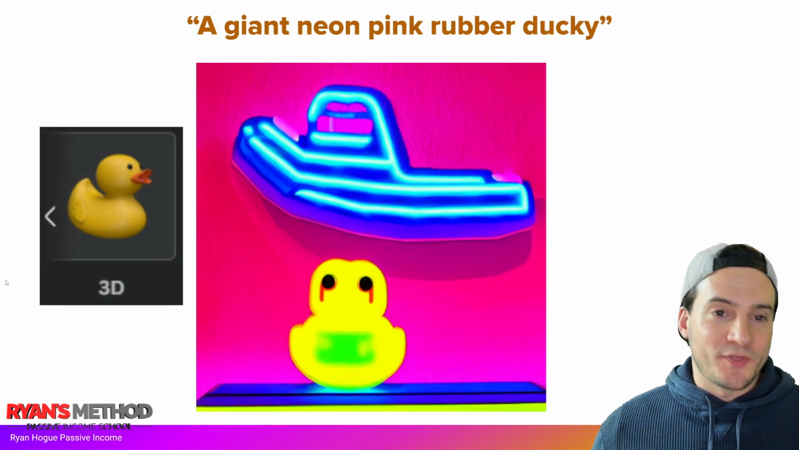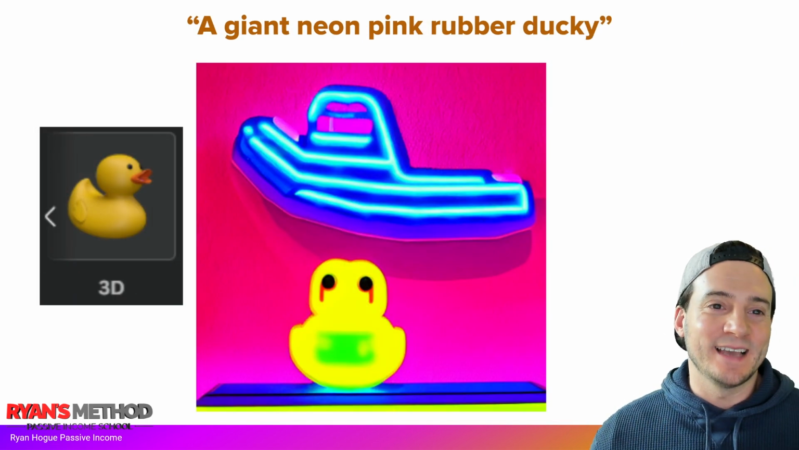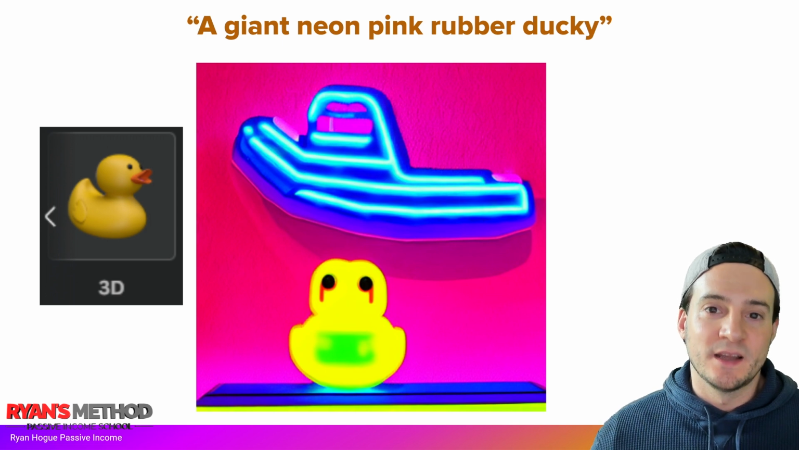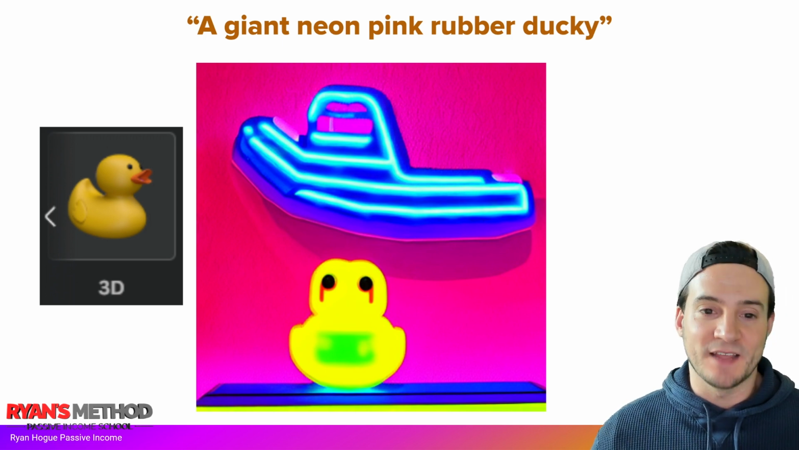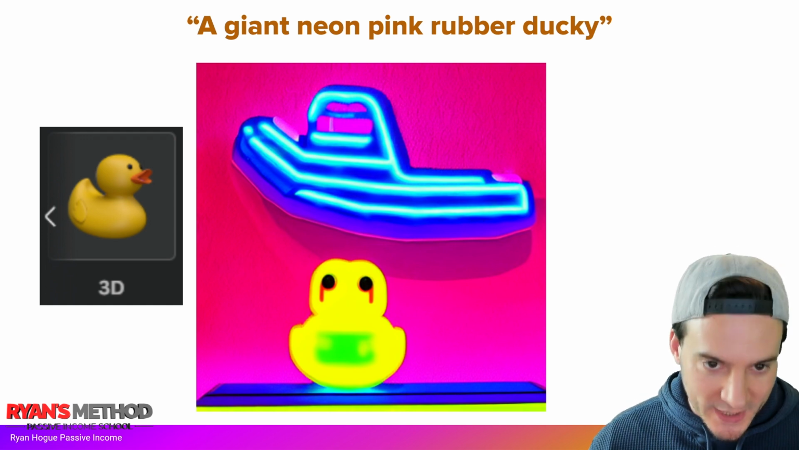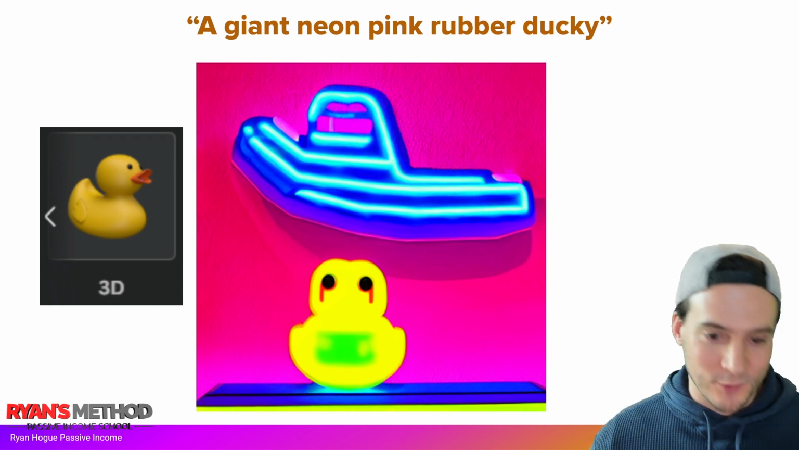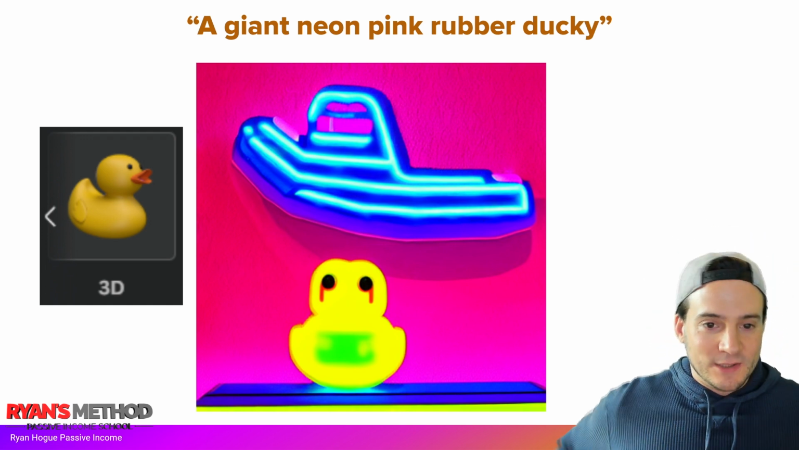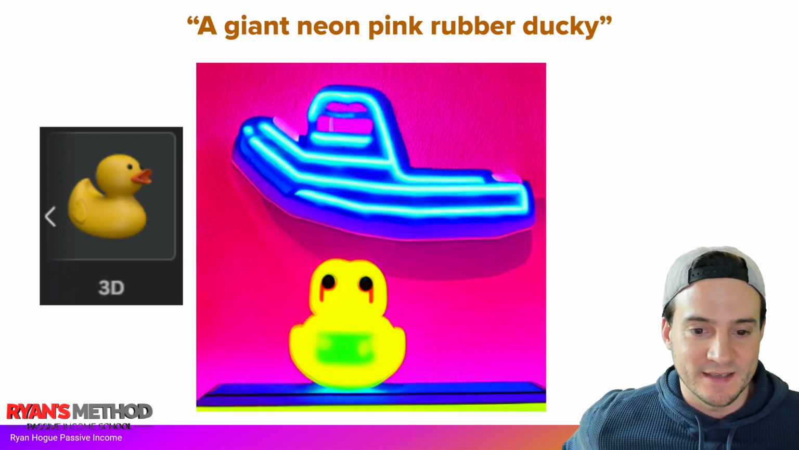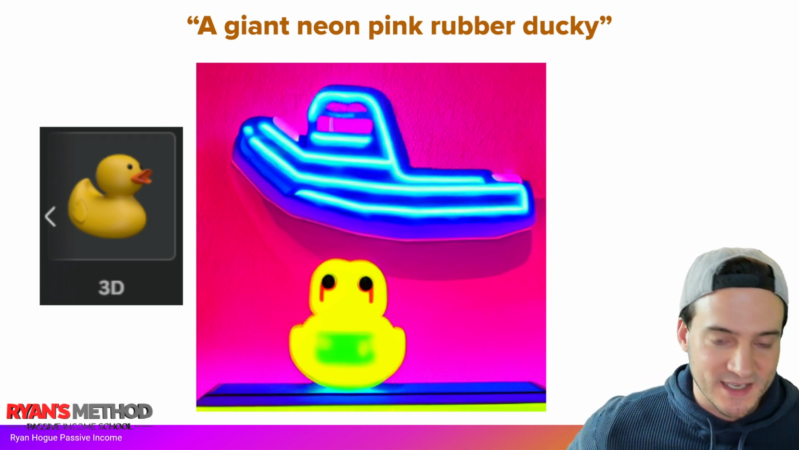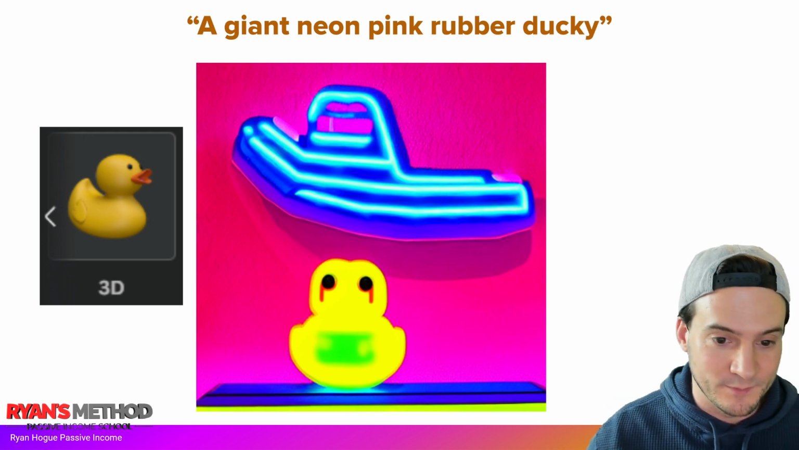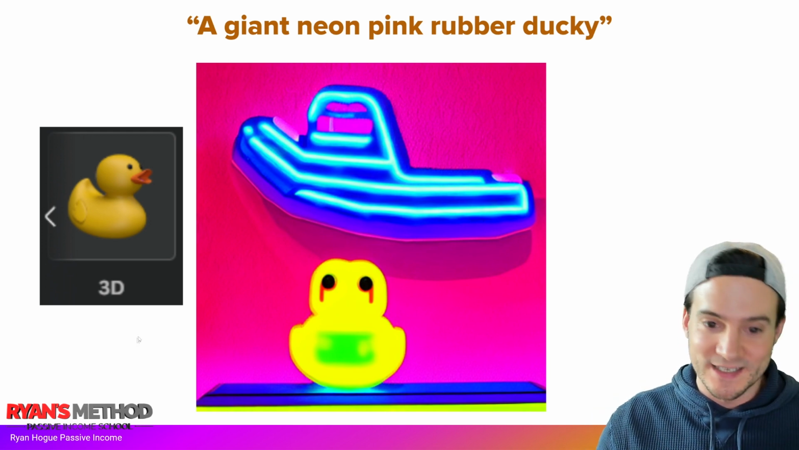All right, now we're in the 3D style, and I typed in a giant neon pink rubber ducky, and I think I fried the AI's brain because I don't know what we're looking at right here, but this does not look 3D, and it doesn't look like a pink rubber ducky either. It looks like a yellow rubber ducky bleeding out of the eyes, which is a little bit crazy.